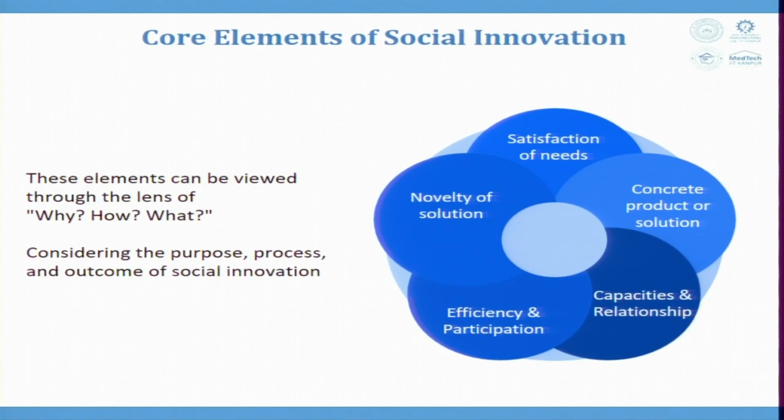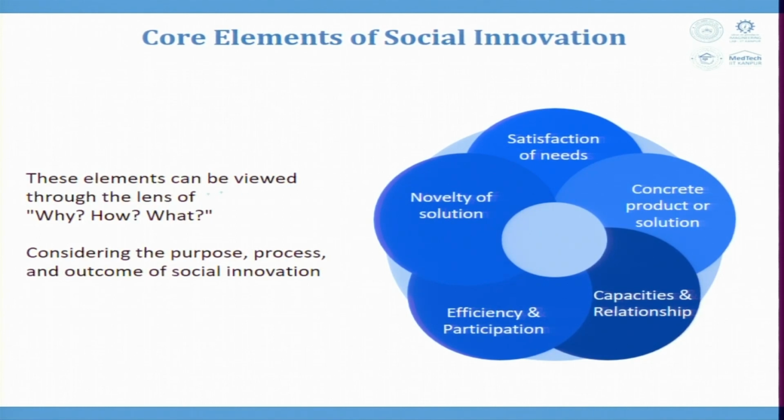When we look at the core elements of social innovation, these are the 5 different types of elements which are part of social innovation. So, they are satisfaction of unmet needs, concrete product or solution, capacity and relationship, efficiency and participation, novelty of solution. These are the 5 elements.